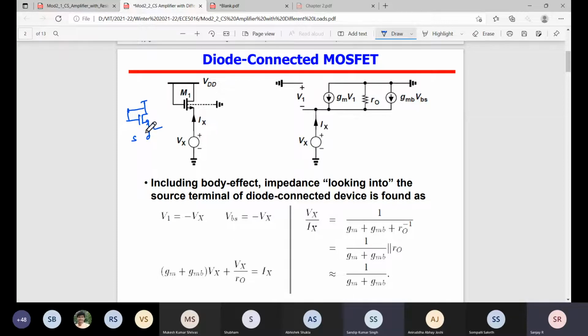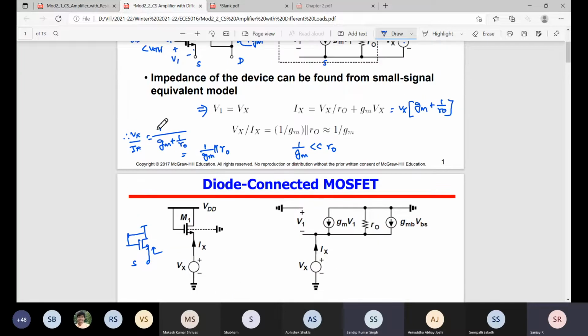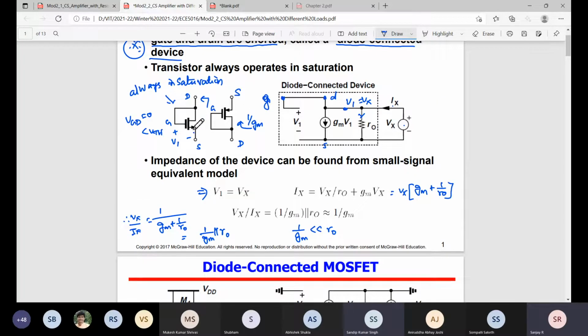When you build a common source amplifier with different types of load, sometimes the load will be connected to the drain, sometimes to the source. So we need to find, looking into the source, what the load resistance is, because we are going to use this as a load for a common source amplifier. Sometimes the source will be connected to the common source amplifier output, sometimes the drain. Looking into the drain, this load resistance is 1 by Gm. If the source is connected to the output, what will the output resistance be?